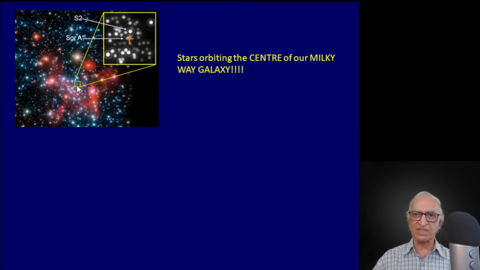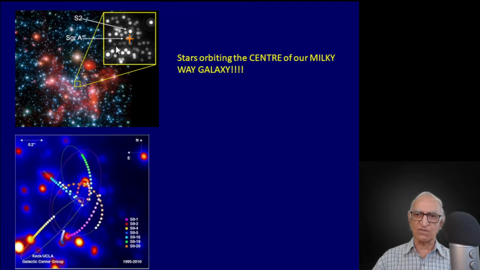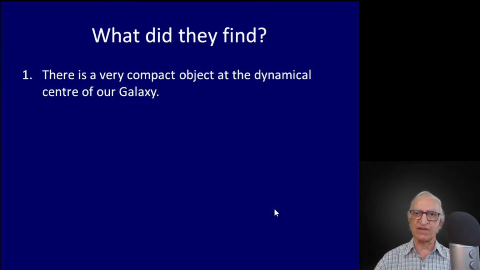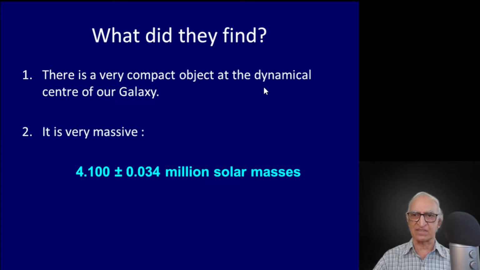So here is the center of the galaxy. And here is an expanded view. What you see here are stars orbiting right there near the center, and they have been able to deduce both their velocities and accelerations. What did they find? That there is a very compact object at the dynamical center of our galaxy. It is very massive. Its mass is 4.100 plus or minus 0.034 million solar masses.